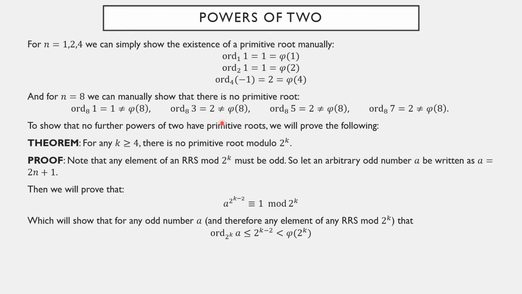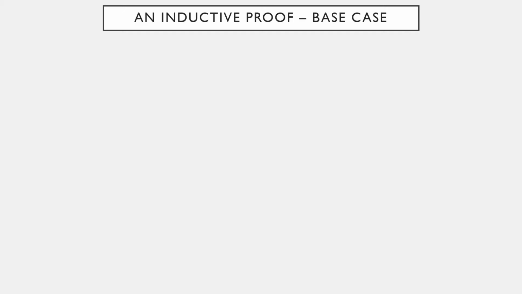However, what we need to show is this formula right here, that a to the 2 to the k minus 2 is equivalent to 1 mod 2 to the k, where a is any odd number. So let's establish that inductively. a is equal to 2n plus 1, and what we wish to show is for any k 4 or larger, this holds. If we can show that, then we're done with working with powers of 2 and establishing which do or don't have primitive roots.